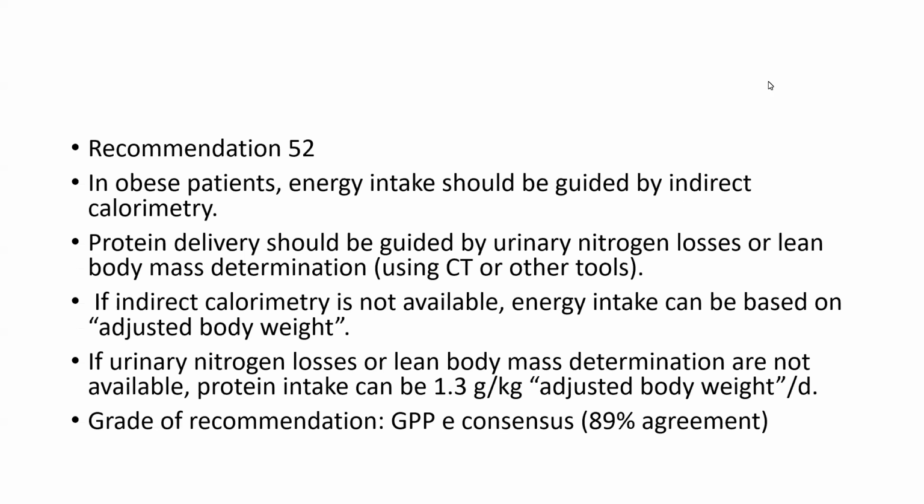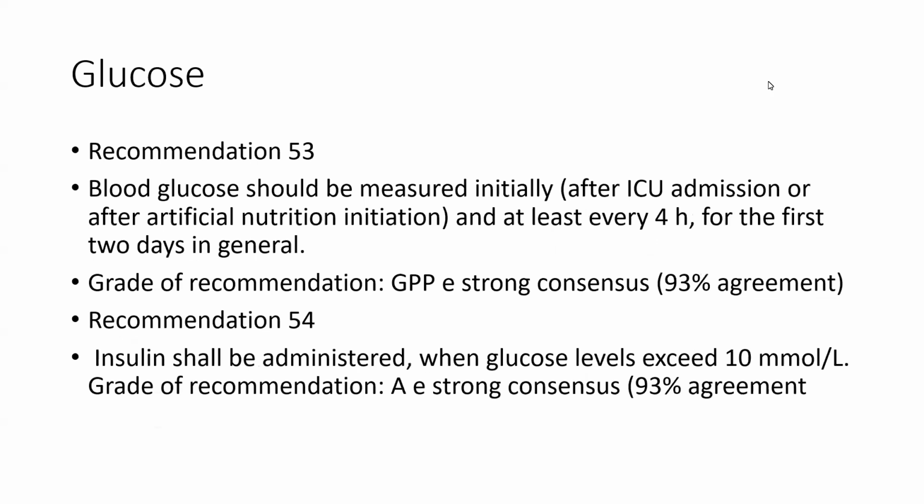Protein delivery should be guided by urinary nitrogen loss and lean body mass determination. If indirect calorimetry is not available, energy intake can be based on adjusted body weight. If urinary nitrogen loss or lean body mass determination are not available, protein intake can be 1.3 gram per kg of adjusted body weight per day.